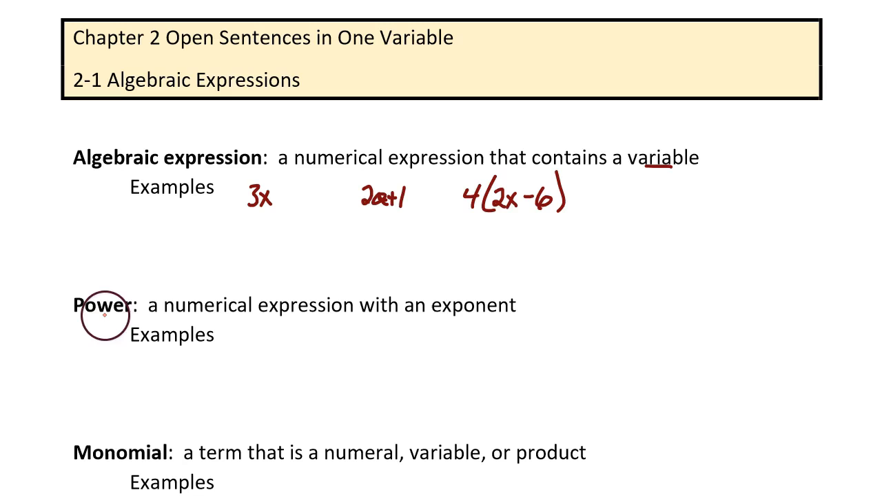Next, let's review the word power. A numerical expression with an exponent in it is called a power. Here's some examples. X to the second power, also called x squared. Y to the third power, also called y cubed. -1 to the fourth power. These are all examples of powers.